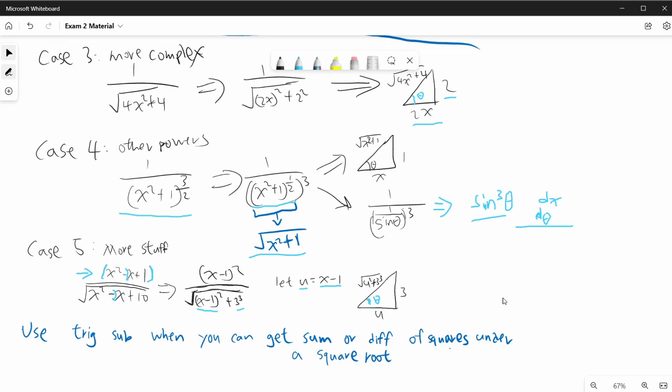The general idea of trig sub is that we have sums or differences of squares. That's what you're looking for if you are trying to use trig sub, under a square root, that is. And usually it's in a denominator of sorts, because if it's in a numerator, maybe you're able to use u sub or some other way that's not as complicated to solve that integral.